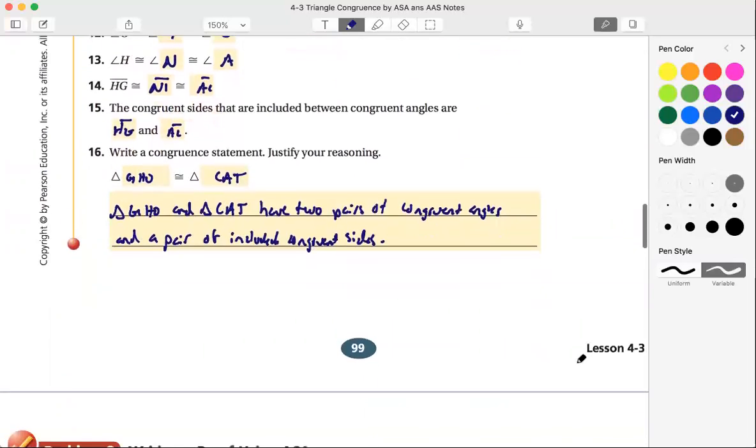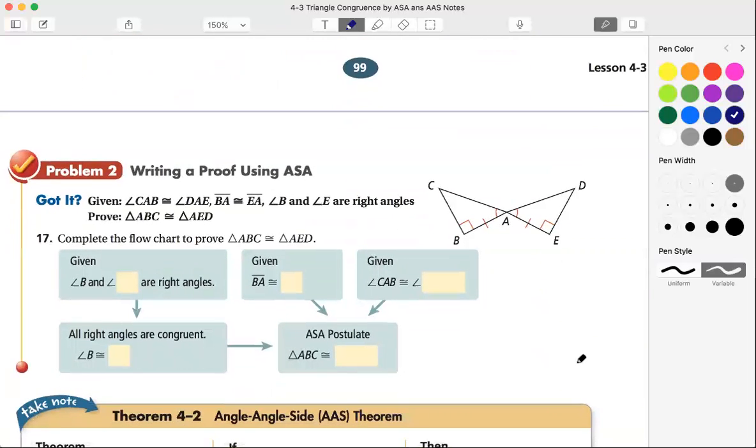All right, so let's try a flow proof using ASA. So we're given angle CAB is congruent to angle DAE. Notice the marking. Line segment BA is congruent to segment EA. Angle B and angle E are right angles. So let's prove triangle ABC is congruent to triangle AED.